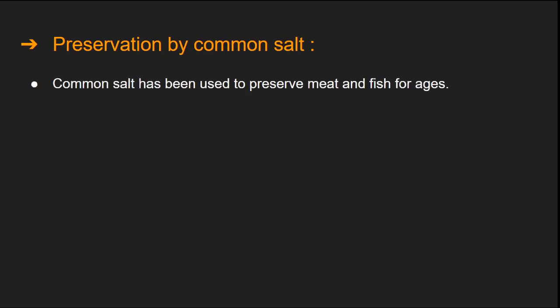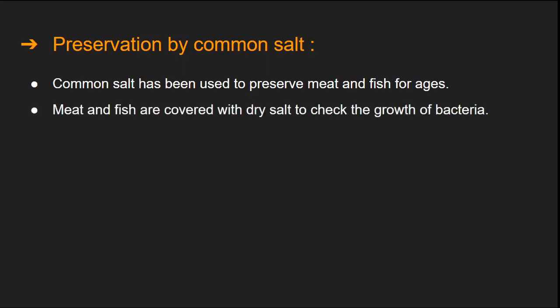Next is preservation by common salt. Common salt has been used to preserve meat and fish for ages. Meat and fish are covered with dry salt to check the growth of bacteria. Salting is also used to preserve amla, raw mangoes, tamarind, etc.